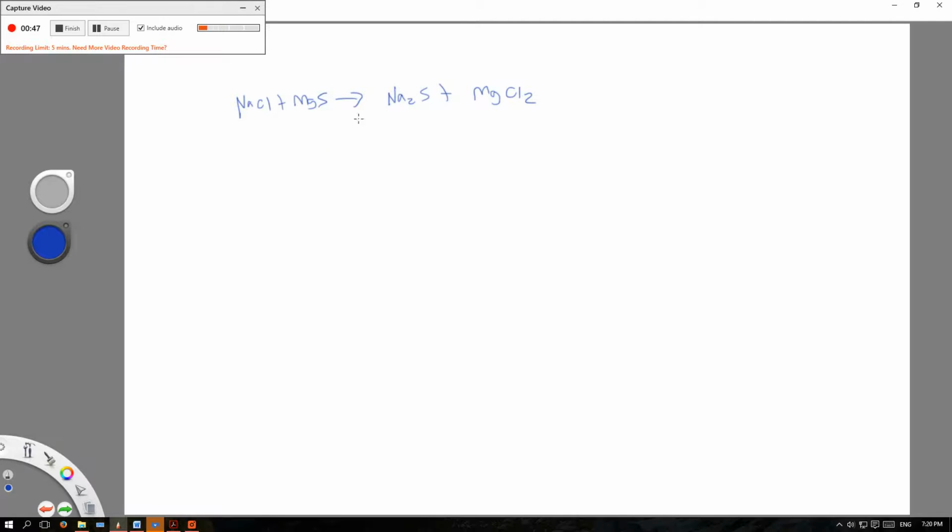Alright, here also what you need to do is one thing I forgot here is you need to balance it, right? So now there's 2 Na in the products, 2 Cl in the reactants, 2 Cl in the products. So that's basically it for ions and what they dissolve in.